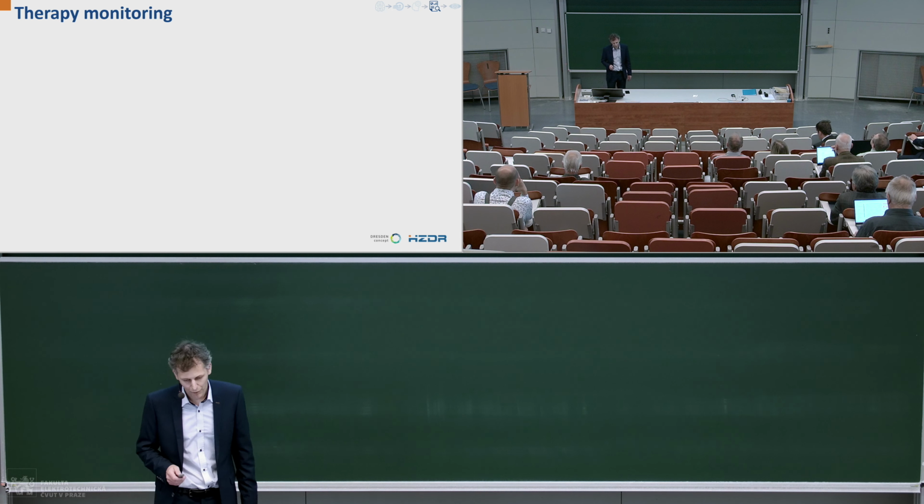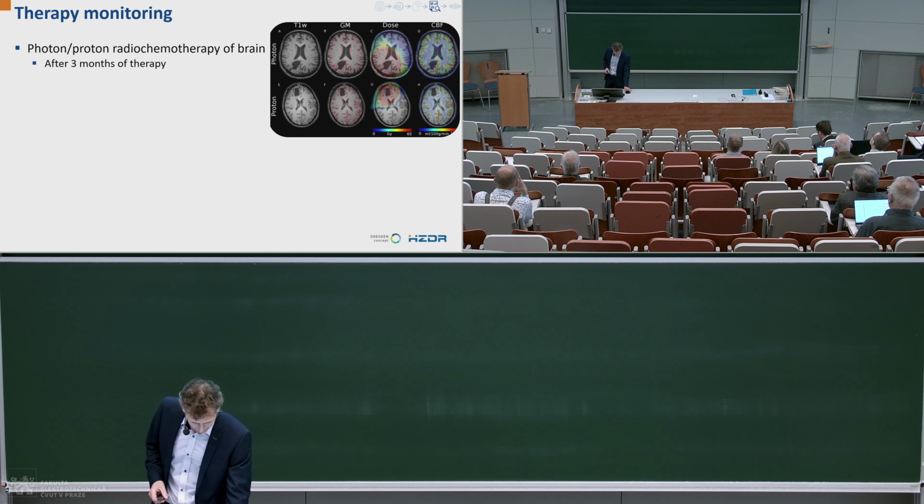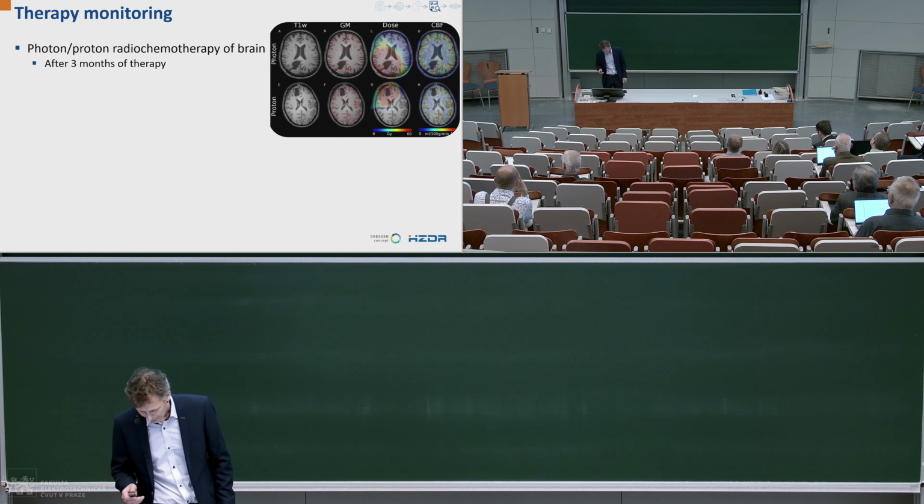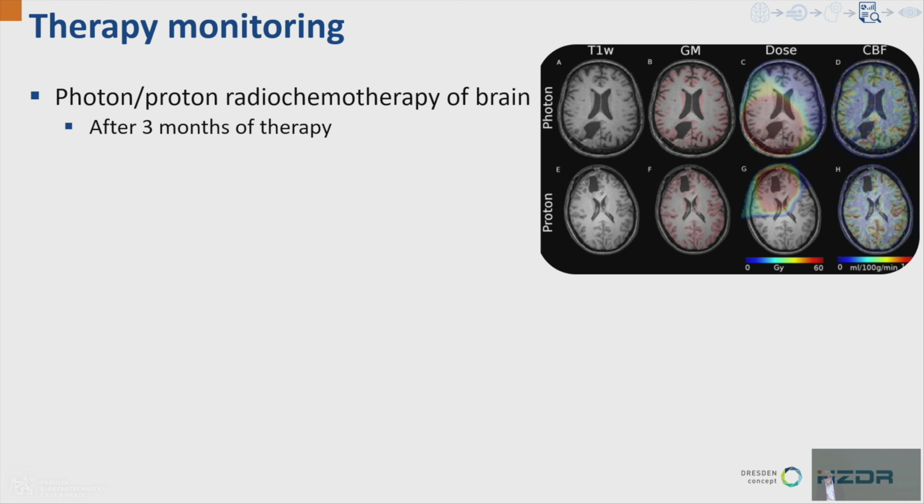So as a first example of therapy monitoring, I would like to show you images of patients with brain tumors. So here we see a resected, operated brain tumor, and the patient with the brain tumor is now undergoing radiochemotherapy of the brain. This is a very aggressive therapy that not only damages the tumor, but also has adverse effects in the healthy tissue, and can even lead to cognitive decline, which is then commonly called the chemofog.